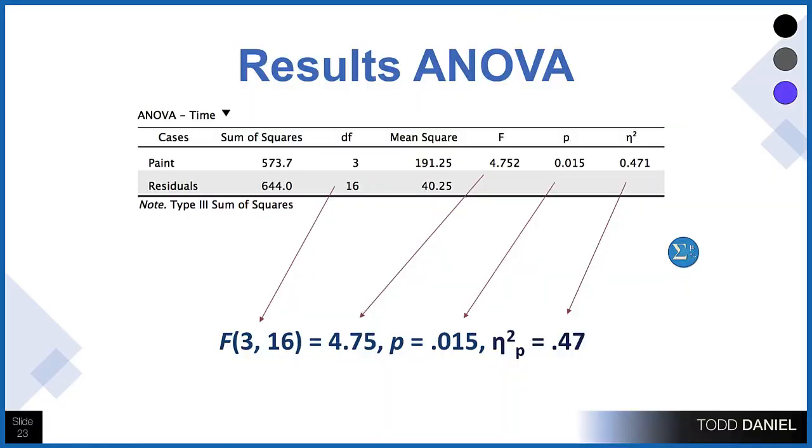And finally, we see the eta squared, which I'm reporting as a partial eta squared. It's a 0.47. Again, rounding to 2 decimal places. So now you can see where the elements that go into our write-up come from in the ANOVA summary table. And again, we will be doing that for our assignment.